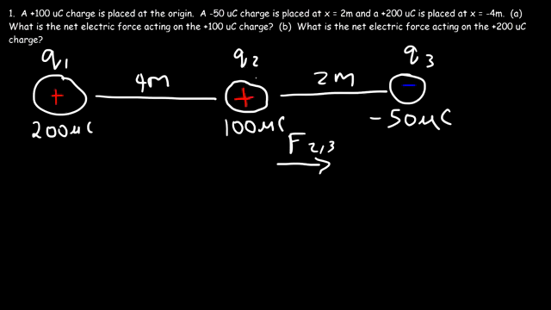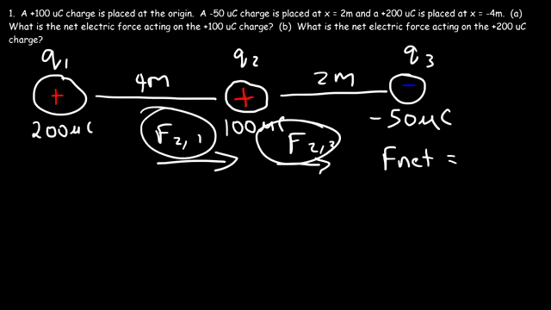Now Q2, with its positive charge, is repelled by Q1. So Q2 wants to move away from Q1. So there's another force acting on Q2, and that's going to be F2,1. That is the force acting on charge 2 due to charge 1. And so the net force is going to be the sum of these two forces.